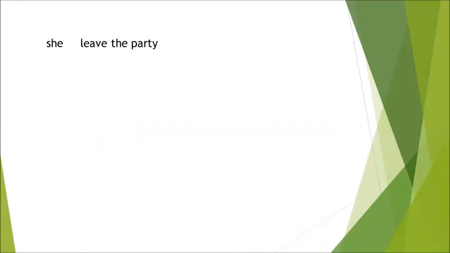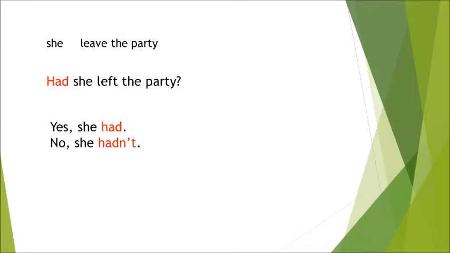Next one. She and leave the party. Do you want to try? Start with had. Had she left the party? Left. It's the past participle form of verb. Answer, yes, she had. No, she hadn't.